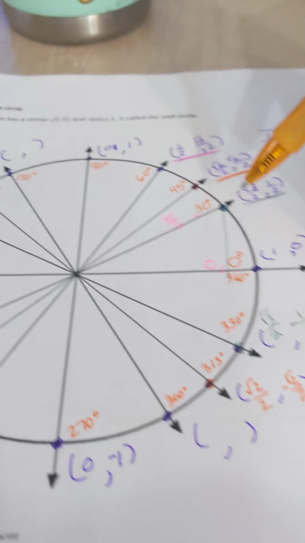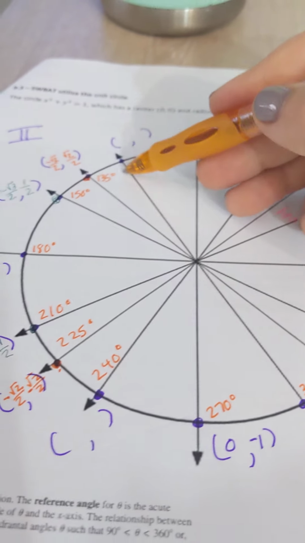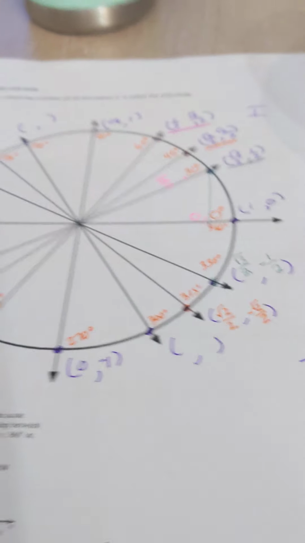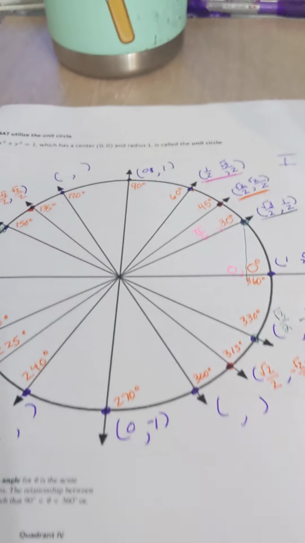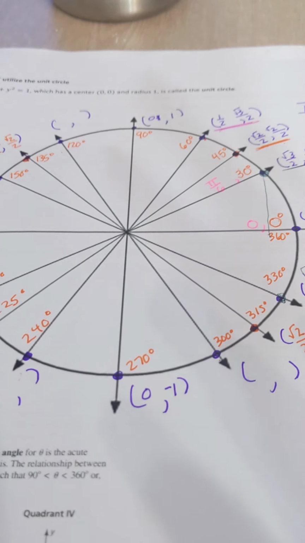Now I want you to do that same process with that last coordinate point. Reflect it here, reflect it here, reflect it here. And if you can't figure it out, you can always check your answer by just Googling the unit circle, and tons of images are going to come up.